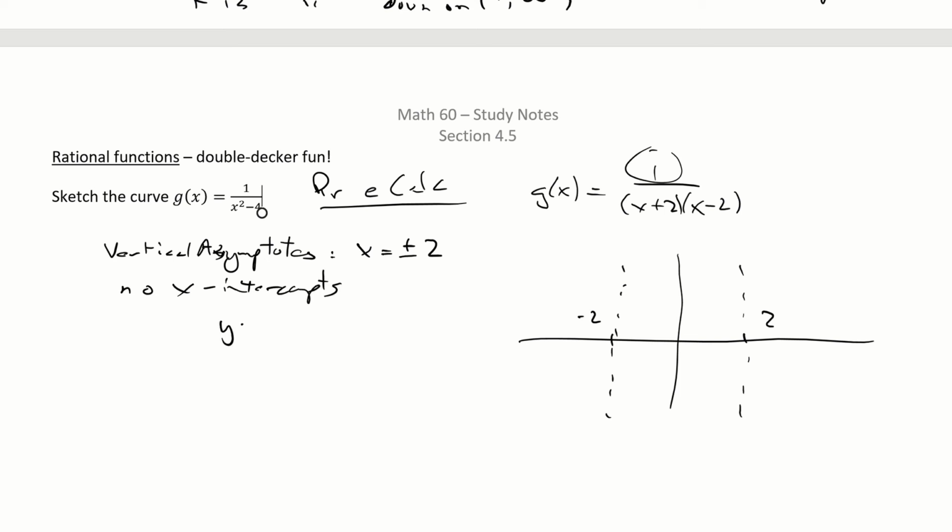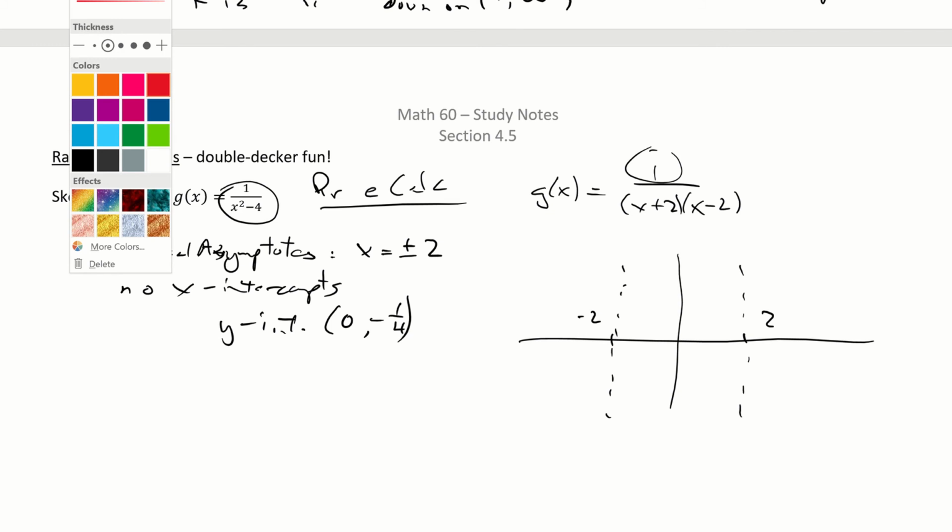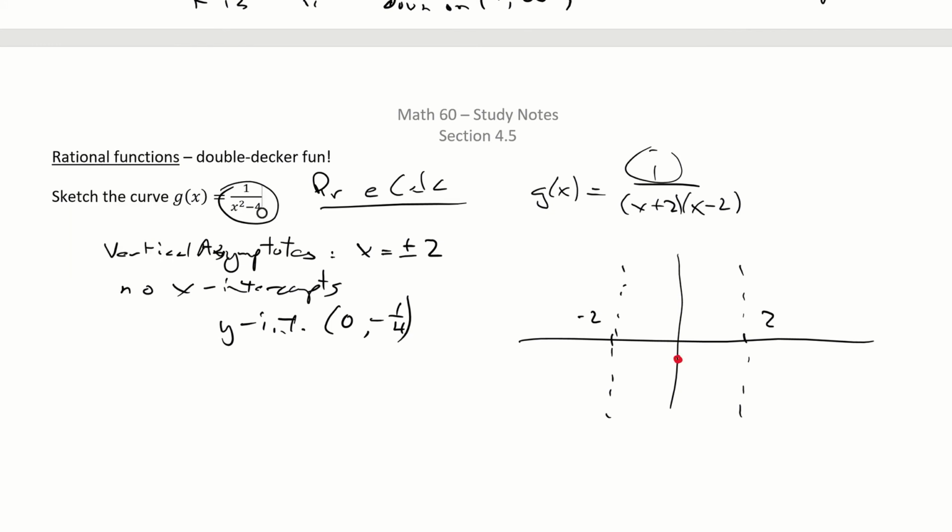It's always fun to find a y-intercept unless it causes divide by 0. So if we plug in 0, what do we get here? It looks like we would get negative 1/4. Okay, and if you're in a hurry, I know some of us are, you can go, okay, 0 and negative 1/4, let's pretend it's right there. Okay, so in pre-calc, and also finally the horizontal asymptote. Can you figure that one out? Horizontal asymptote.